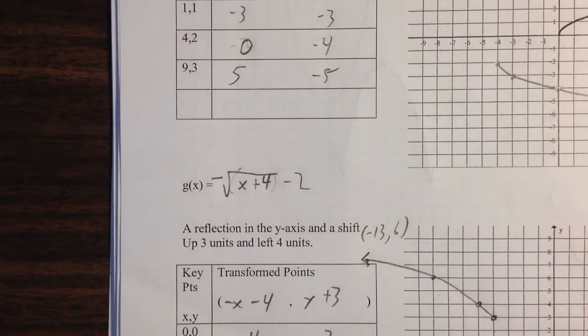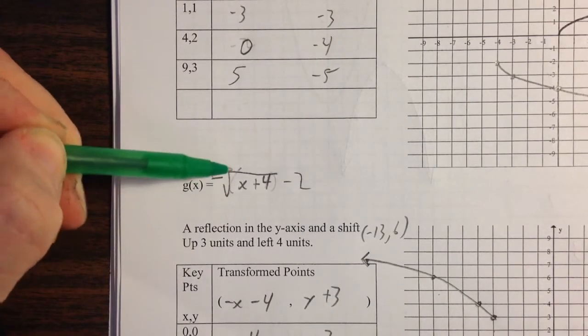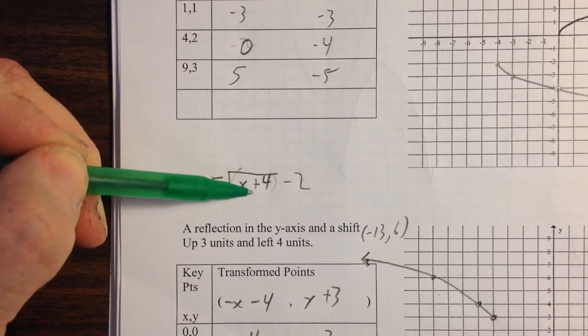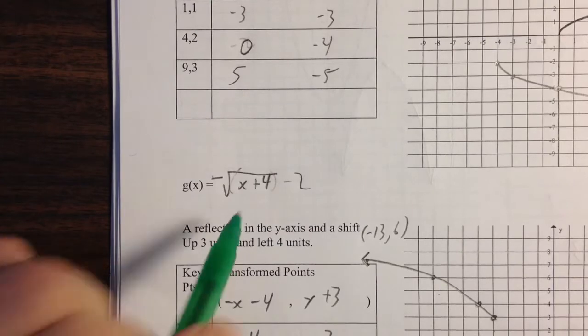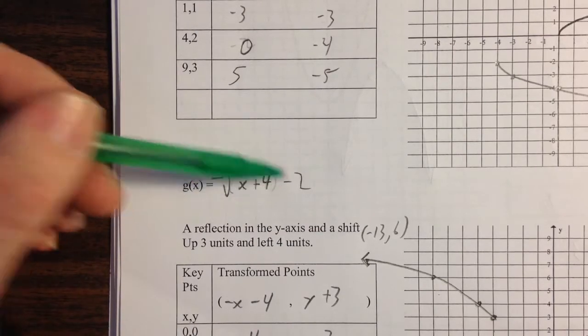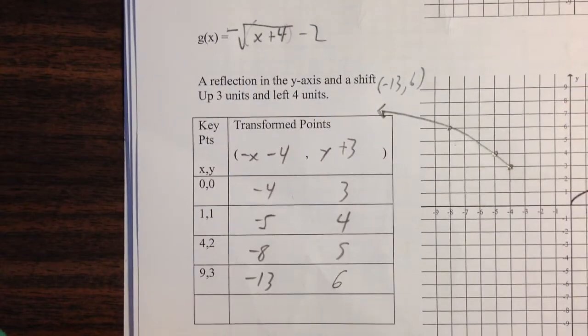For your function, since it's a reflection in the x-axis, I'm going to say negative, and then the root x plus 4. It's x plus 4 because it's x minus d, so it's x minus -4, so that's x plus 4, and then minus 2. Next one.